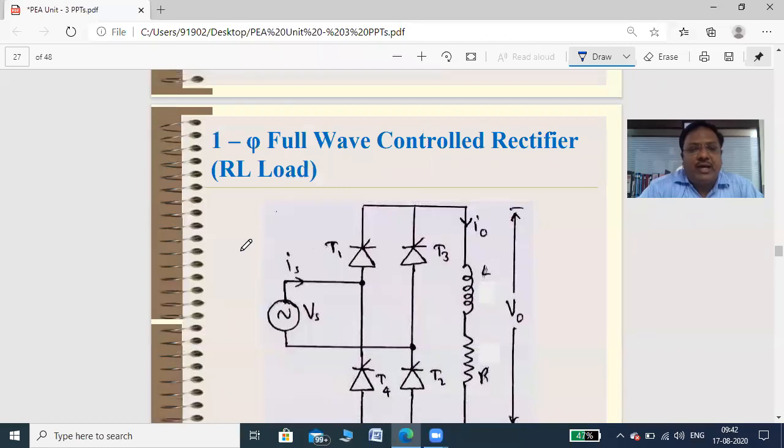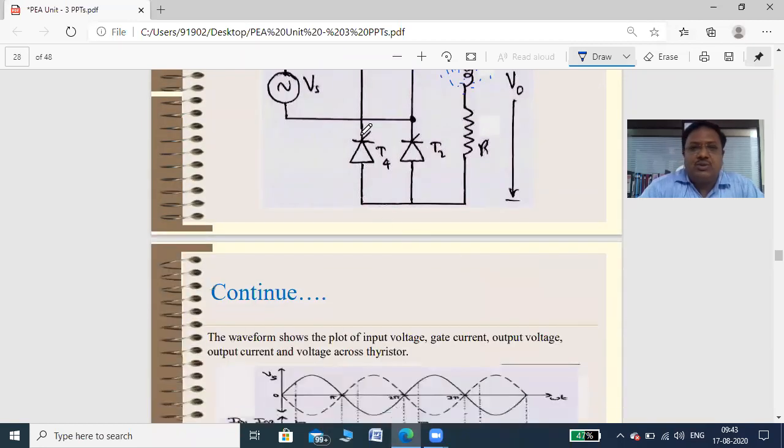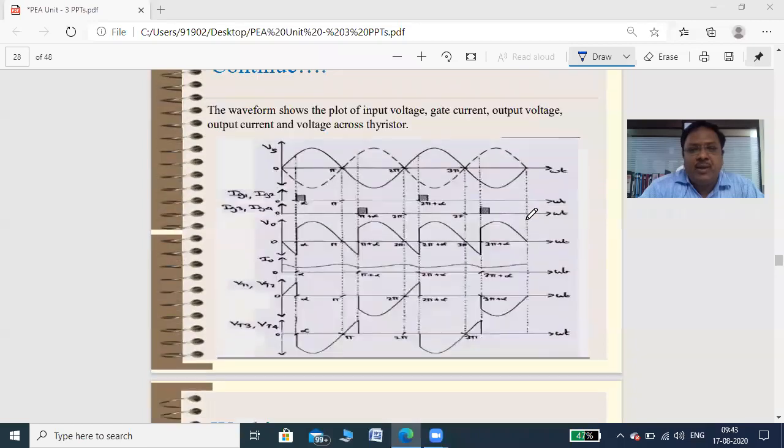Then the single phase full wave controlled converter for RL load. Already we have seen that the inductor will store energy in its magnetic field. So during the on time of the SCR, it will store the energy. During the off time of the SCR, this inductor will release the energy so that continuous current flows through the circuit. So this is already over.